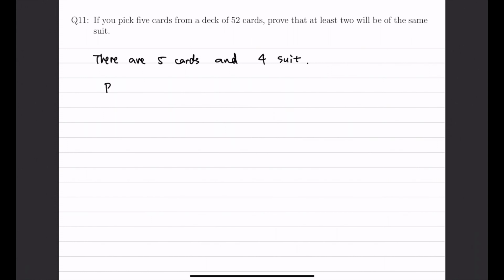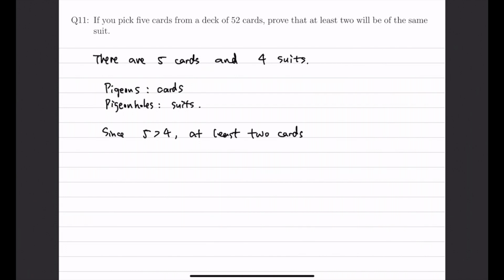So here the pigeons are the cards and the pigeonholes are the suits, 4 suits. And since 5 is larger than 4, at least 2 cards will have the same suit, will be of the same suit.